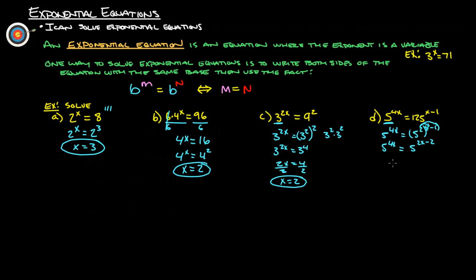These are now in the same base, so now we can say that 4x equals 2x minus 2. Let's subtract 2x from both sides, and we get 2x equals negative 2. Divide both of those by 2, and we know that x has to equal negative 1.